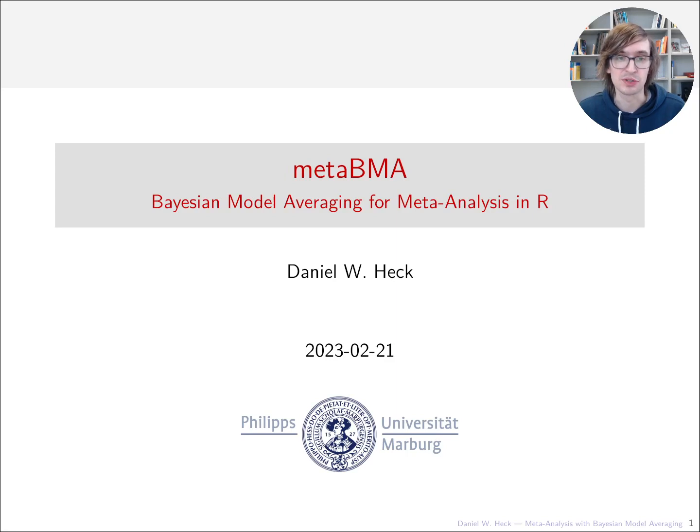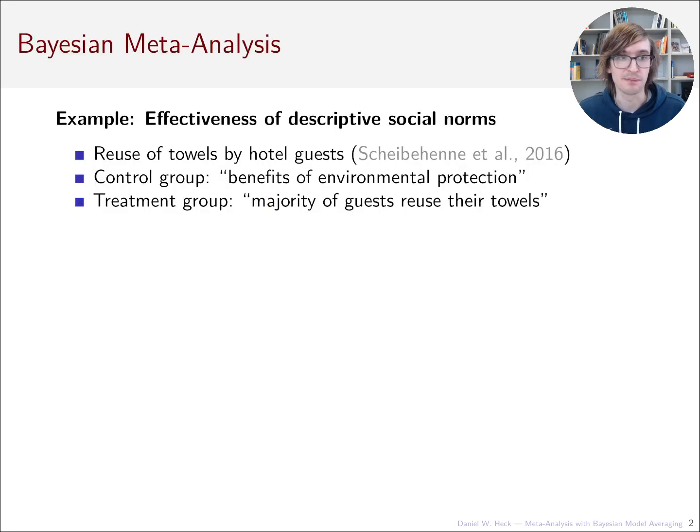Today I will present the R package metaBMA, which can be used to perform Bayesian model averaging for meta-analysis. The example here concerns the effectiveness of descriptive social norms, and more specifically the question how we can make hotel guests reuse their towels. The control group of hotel guests were simply told, please reuse your towels because it's good for the environment. The treatment group were told that actually a majority of guests reuses their towels.